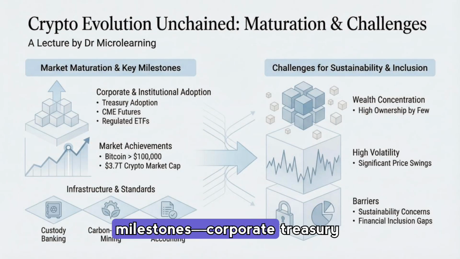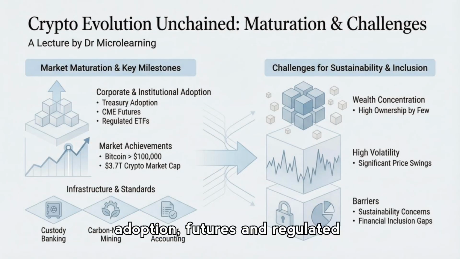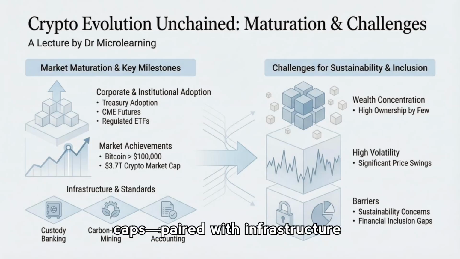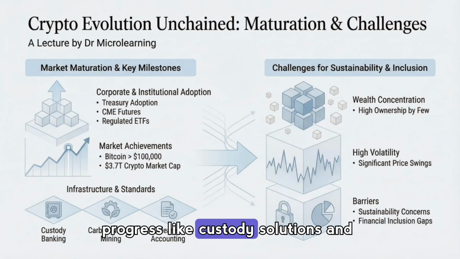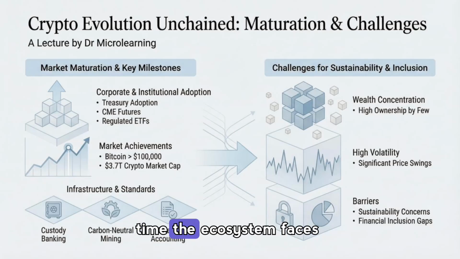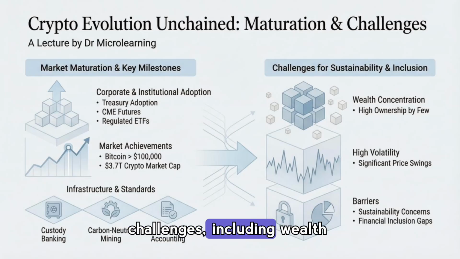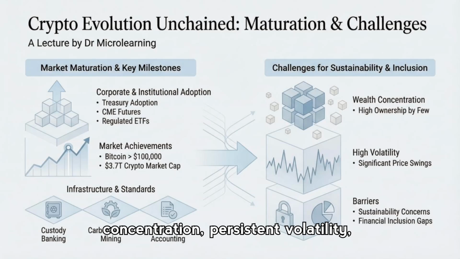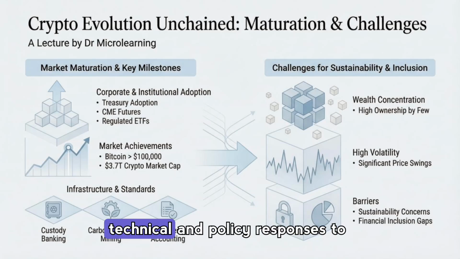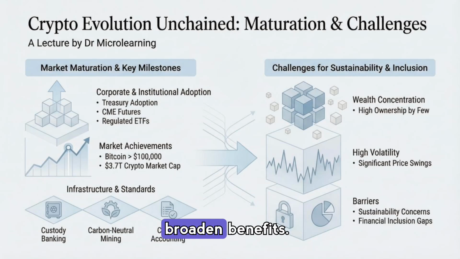Maturation brought clear milestones, corporate treasury adoption, futures and regulated products, and larger market caps paired with infrastructure progress like custody solutions and clearer accounting. At the same time, the ecosystem faces sustainability and inclusion challenges, including wealth concentration, persistent volatility, and gaps in accessibility that need technical and policy responses to broaden benefits.